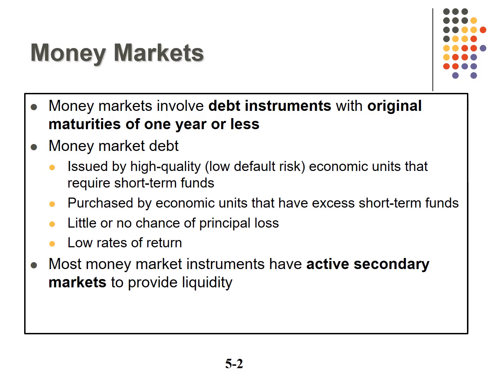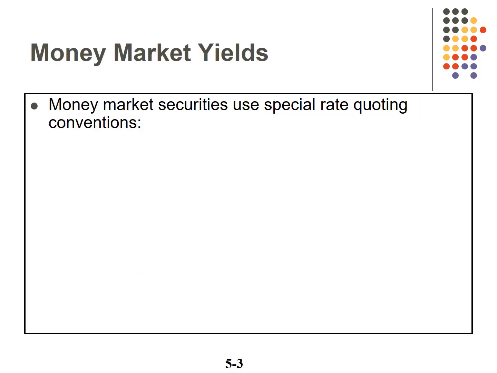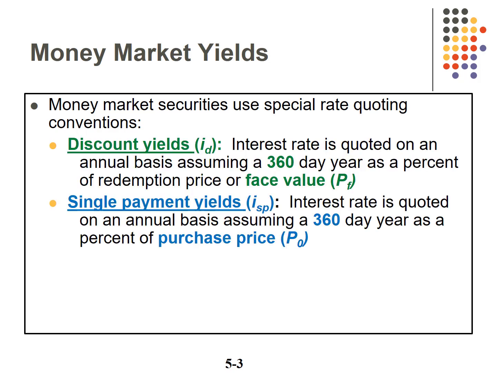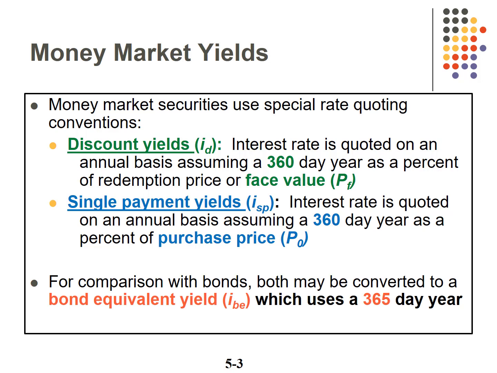There is a very active secondary market for most money market securities. With money market instruments, we'll look at 3 ways of quoting yields: discount yield, single payment yield, either of which can be converted to a bond equivalent yield for comparisons. Note that the bond equivalent yield is an APR. Remember APRs? Periodic rate times number of periods per year. We'll look at each of these in turn as they are similar but not the same.